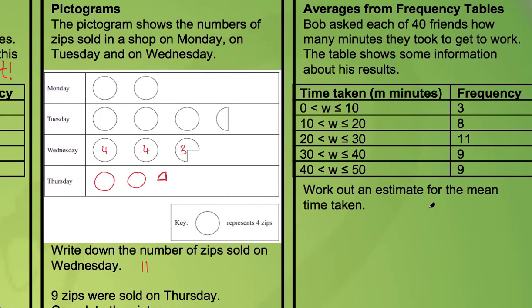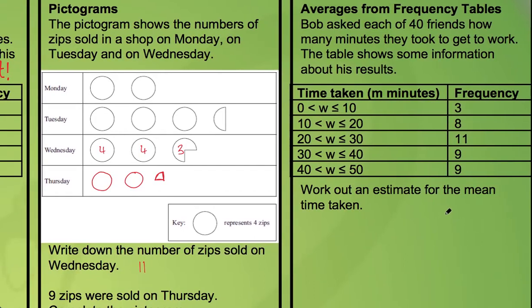Averages from frequency tables next. This is a longer question than some of the others. So Bob asked each of 40 friends how many minutes they took to get to work. The table shows some information about his results. Work out an estimate for the mean time taken. So in this I need to do frequency times midpoint for each of these.